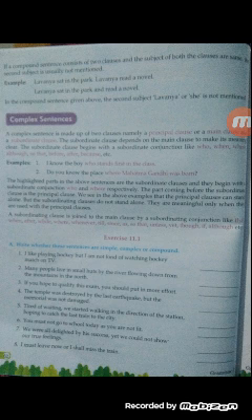Other examples are: I know the boy who stands first in the class. Do you know the place where Mahatma Gandhi was born? So, who stands first in the class and where Mahatma Gandhi was born are subordinating clauses, and they begin with the subordinating words who and where.